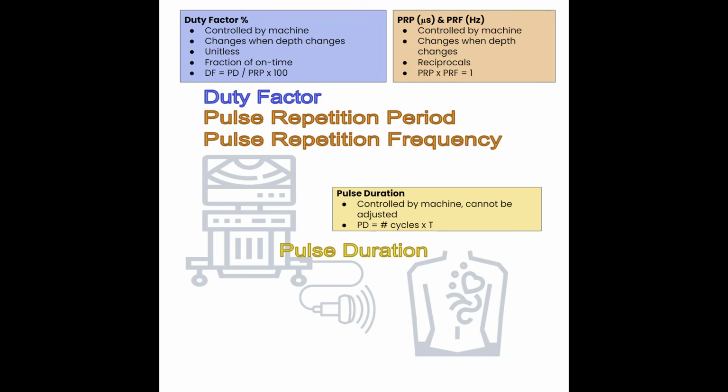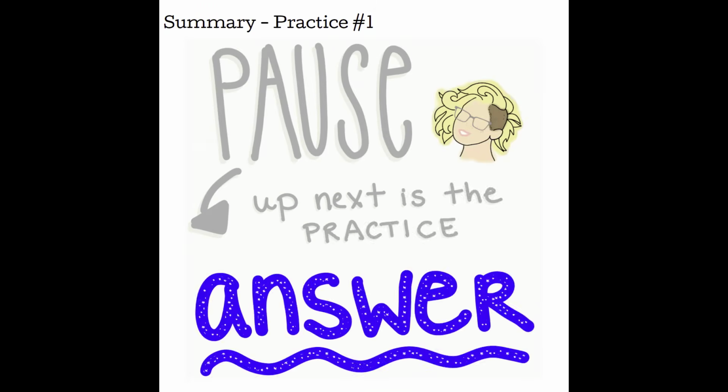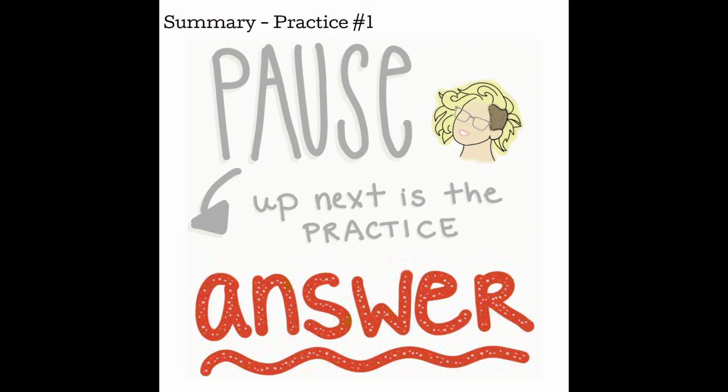The machine decides how many pulses will be used, and the pulse duration is going to be equal to the number of cycles multiplied by the period, or the number of cycles divided by the frequency. And lastly, we have spatial pulse length. Much like wavelength, spatial pulse length is also determined by both the machine and the medium in which the wave is traveling. So up next, we have the answer to practice number 1 from our summary practice problems.